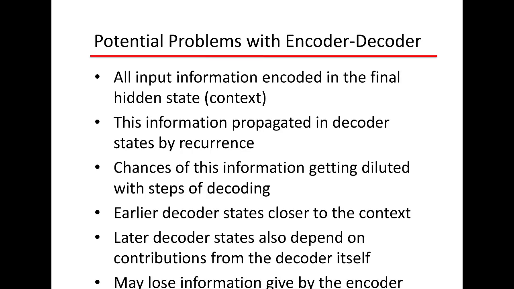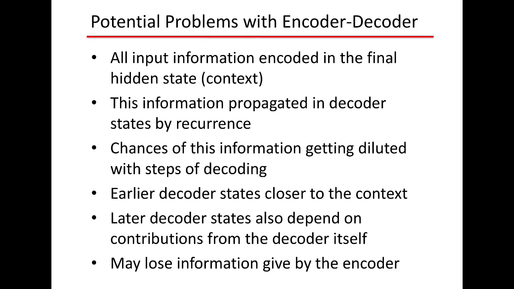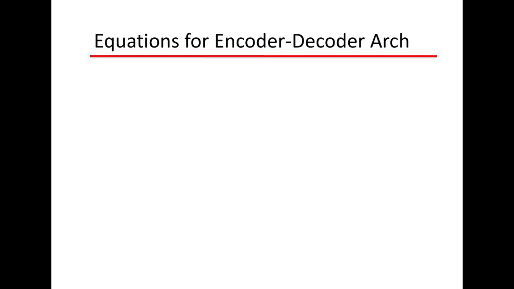Now, what is the problem with this? All input information... Okay, should we write down the equations for simple RNNs, the encoder-decoder equations? Maybe I'll give it as an ungraded homework. Is anybody not comfortable with this?